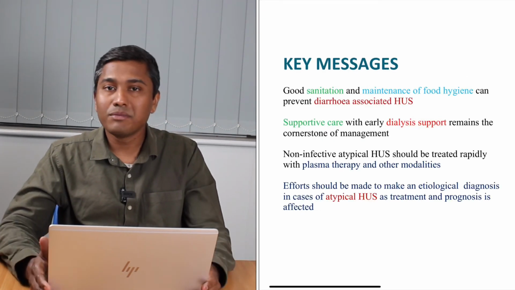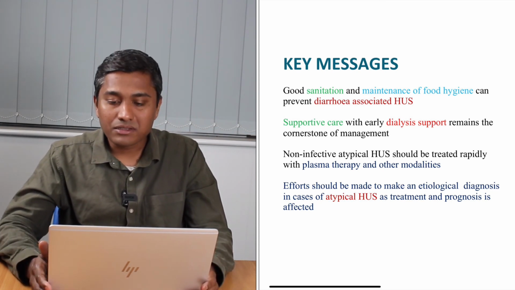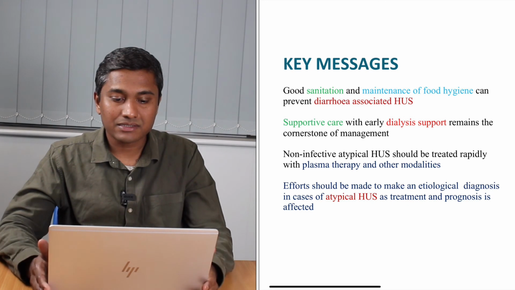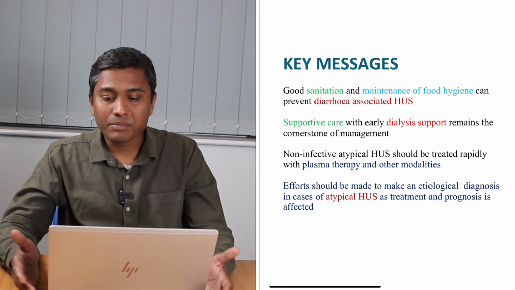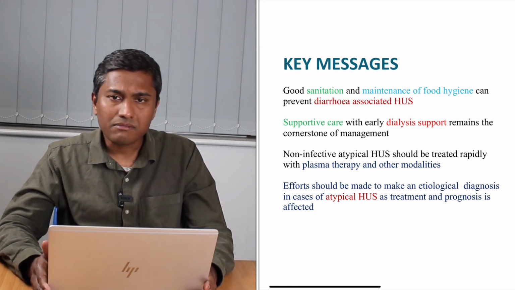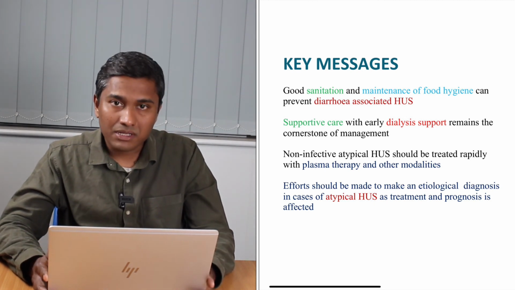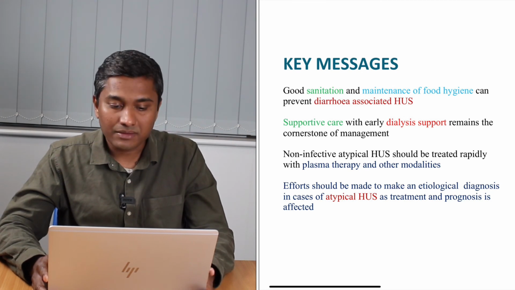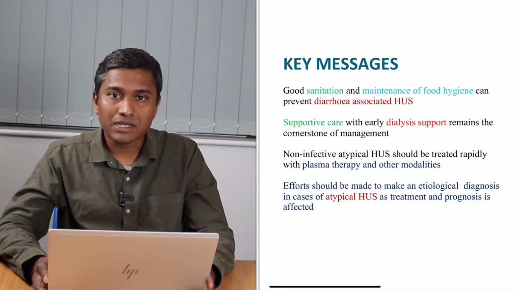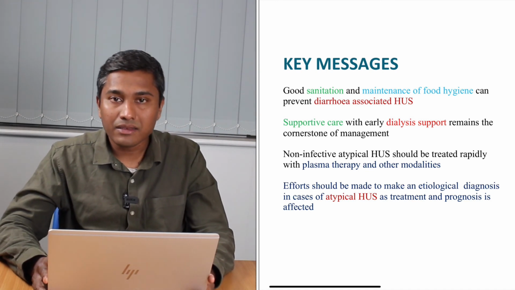So, what is the take-home message today? Good sanitation and maintenance of food hygiene can prevent HUS, which is related to infections, diarrheal disease. Supportive care and renal replacement therapy is the cornerstone of management in most of the cases. Non-infective atypical HUS should be treated rapidly with plasma therapy and other immunosuppressive therapy. Efforts must always be made to find the etiology in atypical HUS, as this affects the treatment and the outcome.